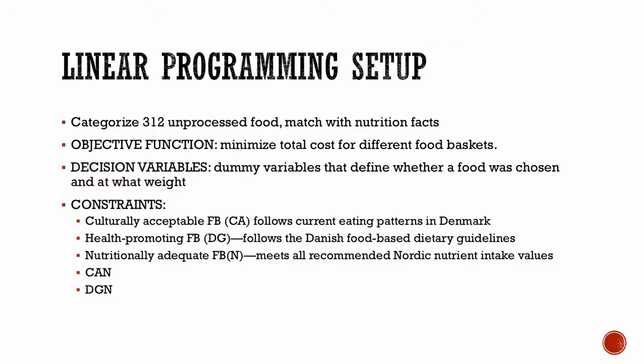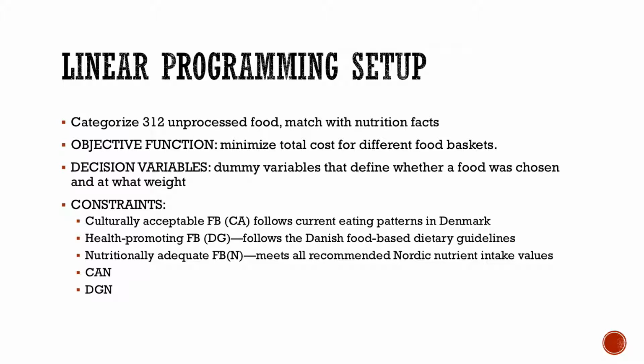Researchers generated 312 unprocessed or minimally processed food items and grouped them into categories. Each category was matched to the Danish or the American nutritional composition tables and databases. The price of food was collected from 5 discount retailers. The objective function of the linear program is to minimize the total cost for different food baskets. The decision variables are dummy variables that define whether a food was chosen and at what weight.